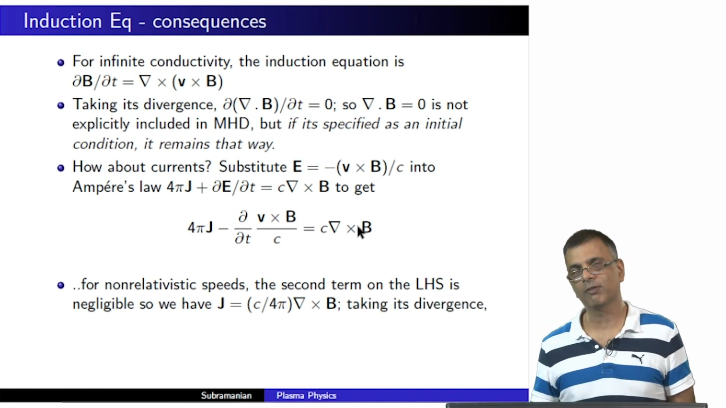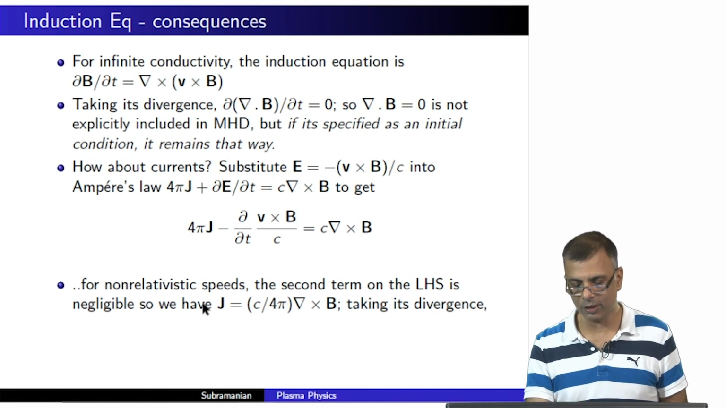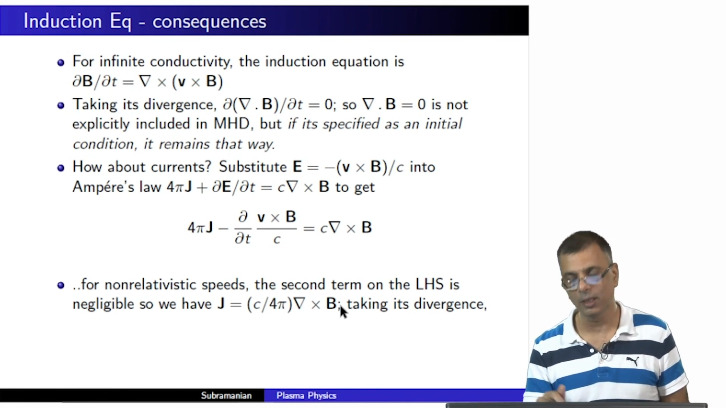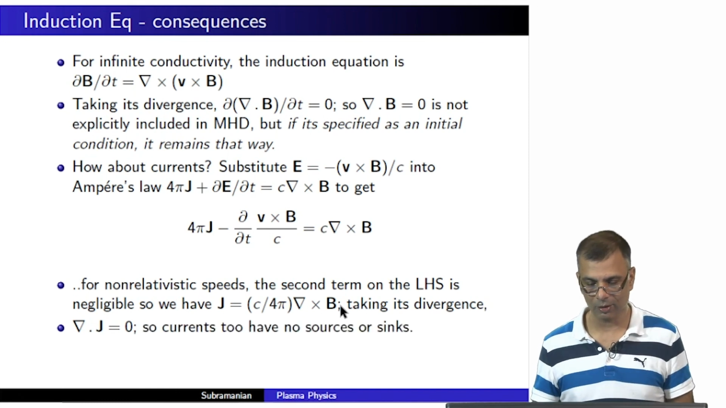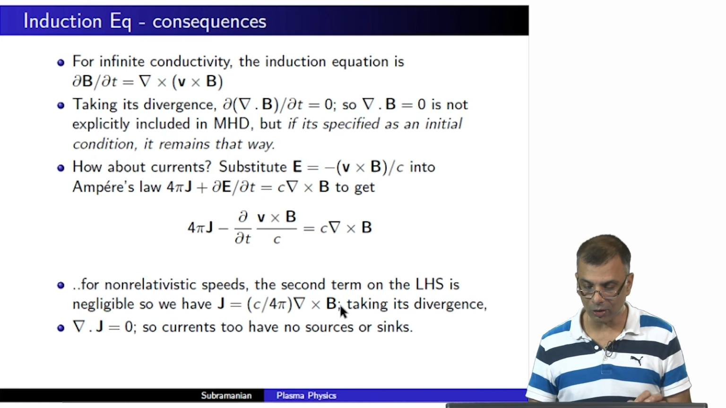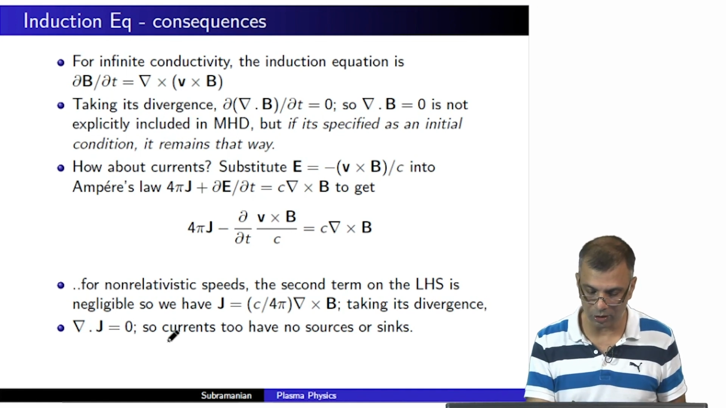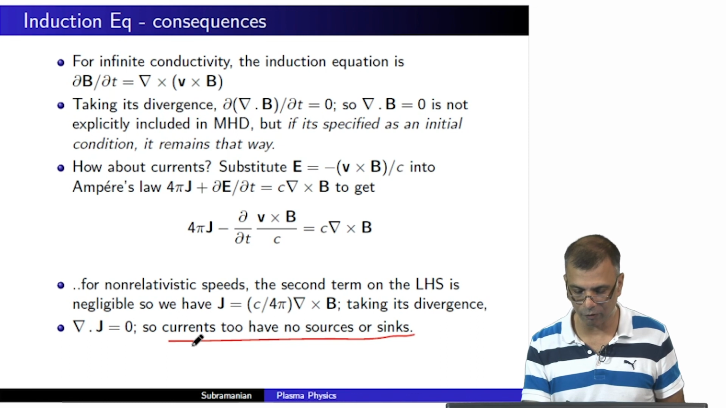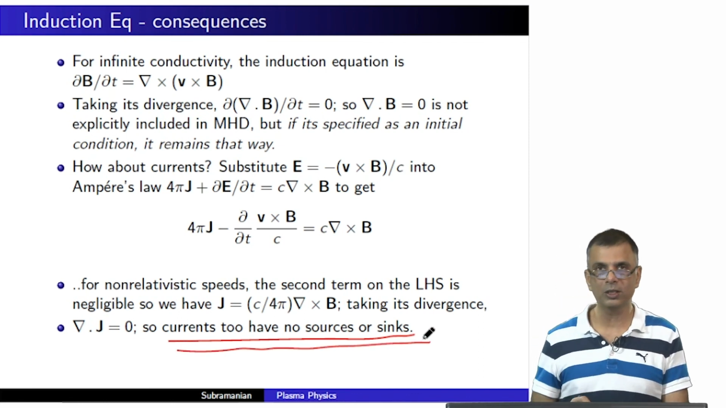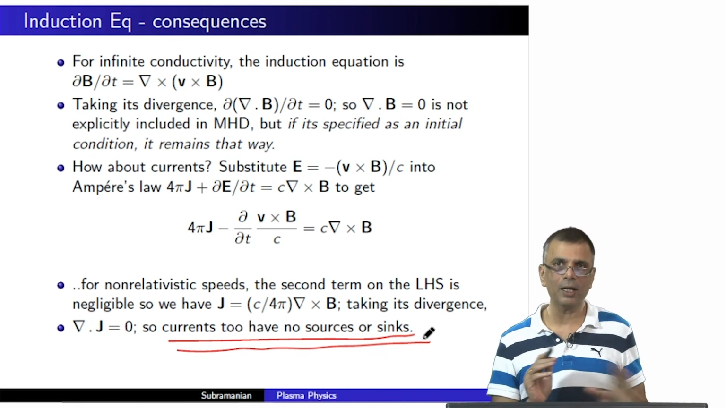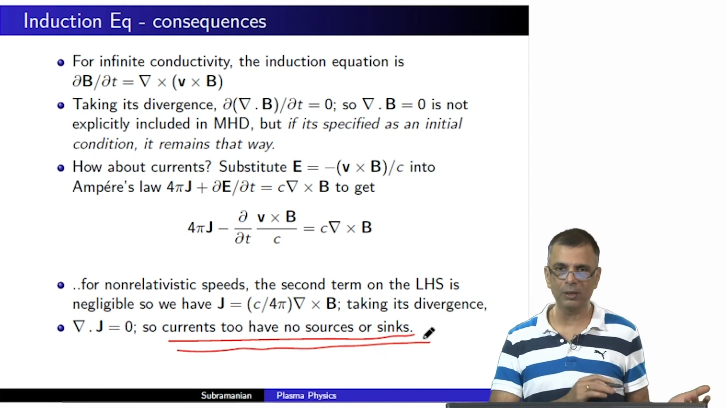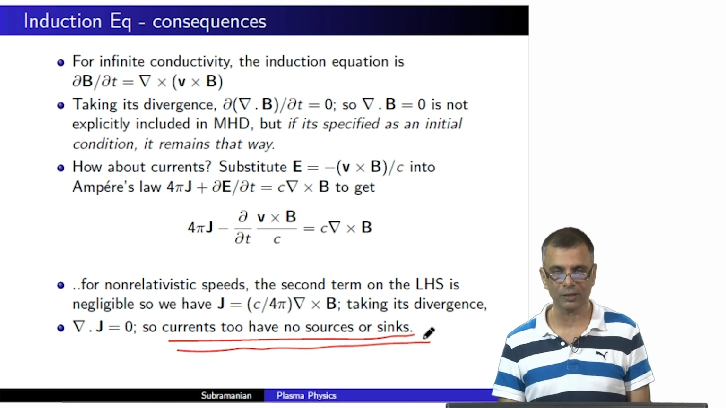How about we take its divergence? We take the divergence of J, and then you know what's going to happen. This is just a constant, so I'm going to take the divergence of the curl of B, which is saying that the divergence of J is equal to 0. So currents also have no sources or sinks. And this is a very important statement which needs to be thought about in some detail. This is very unlike our normal notion of currents in electrical circuits.